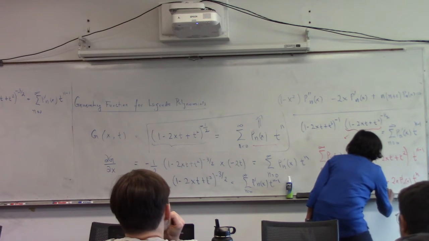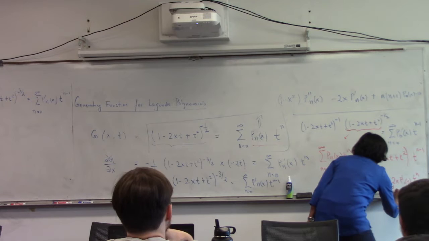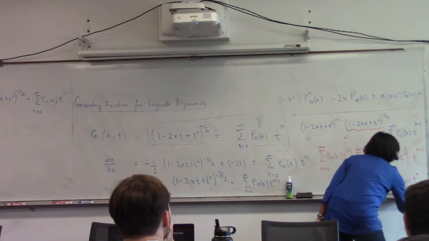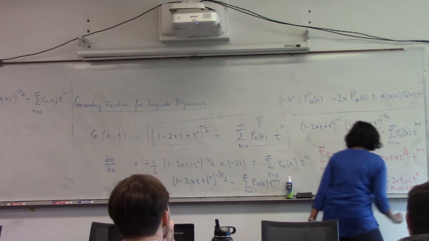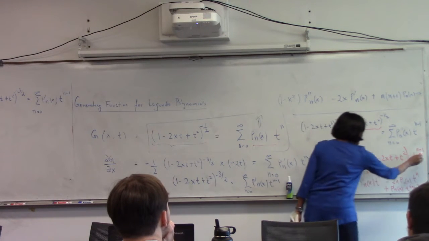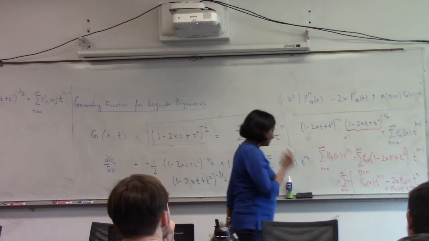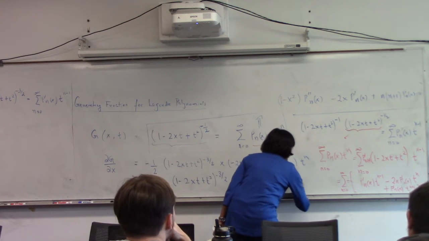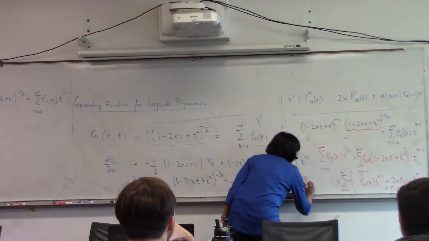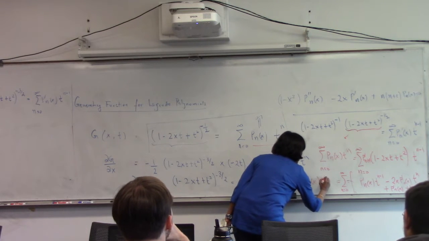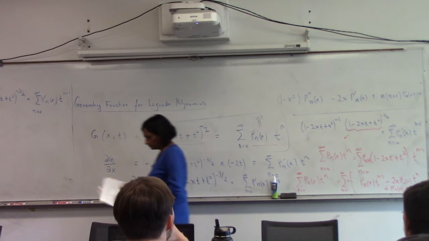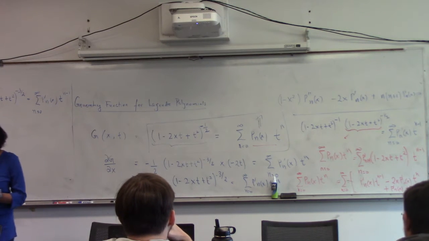And the last term is what? P prime n of x t to the power of n plus 1. Is that right? That is t to the power n minus 1, t squared. So that's what we have, and the left-hand side is this. Right.